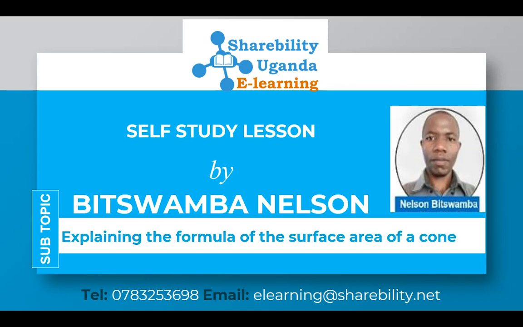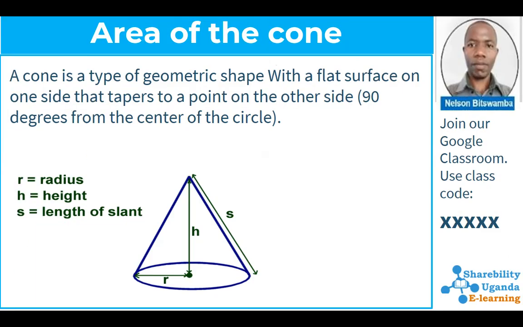But before we do that, we should understand the cone itself. A cone is a geometric shape with a flat surface on one side that tapers to a point on the other side. That is 90 degrees from the center. This is what they are trying to mean. So this cone has the following: the slanting area, the height, and the radius.